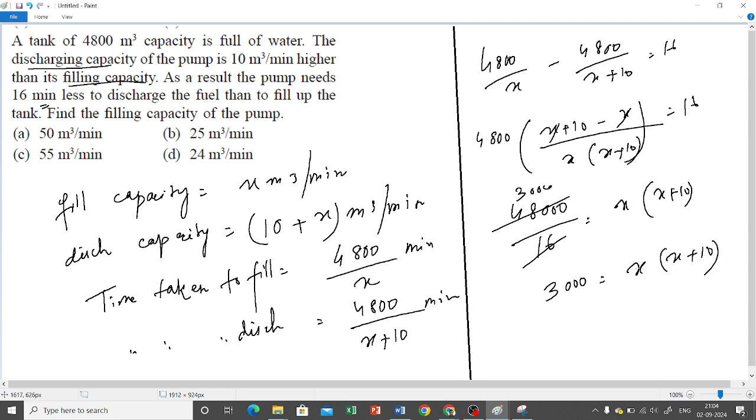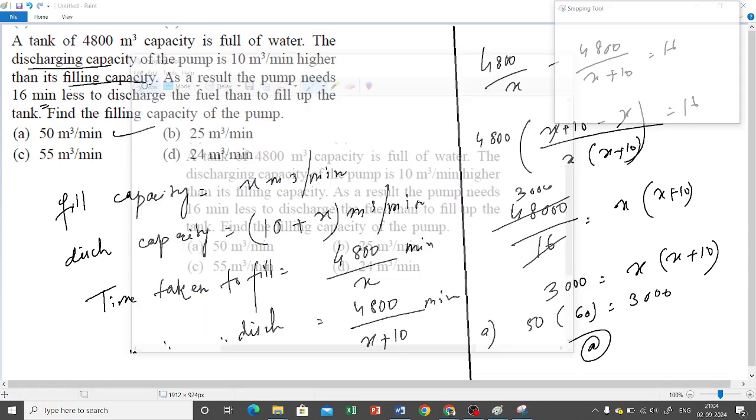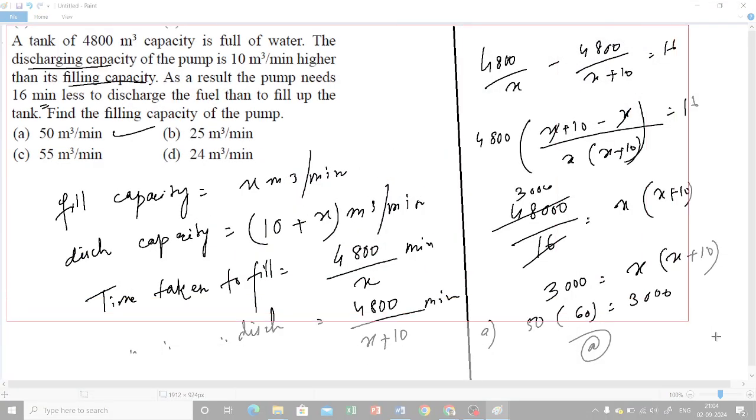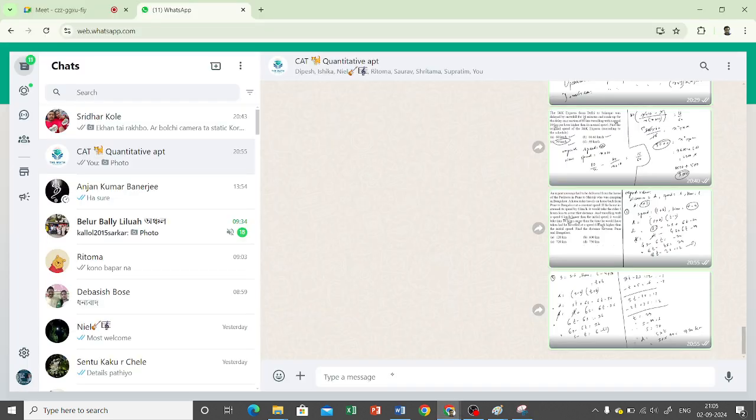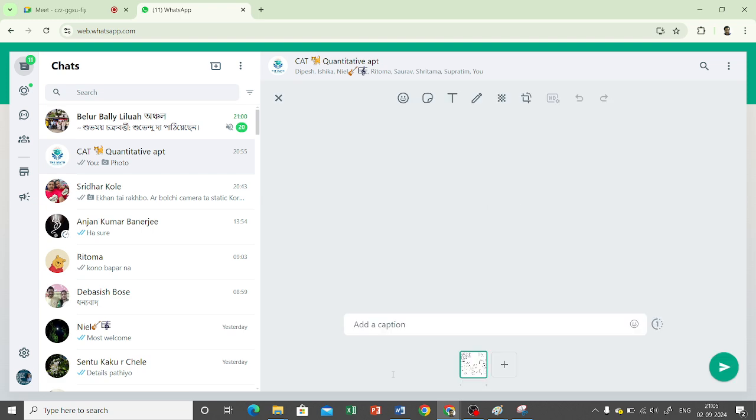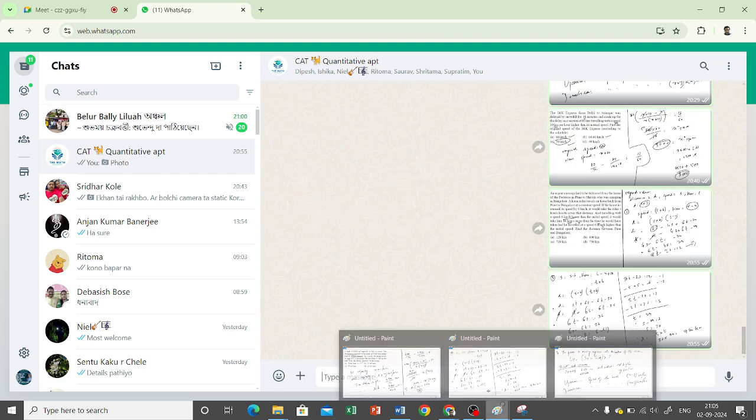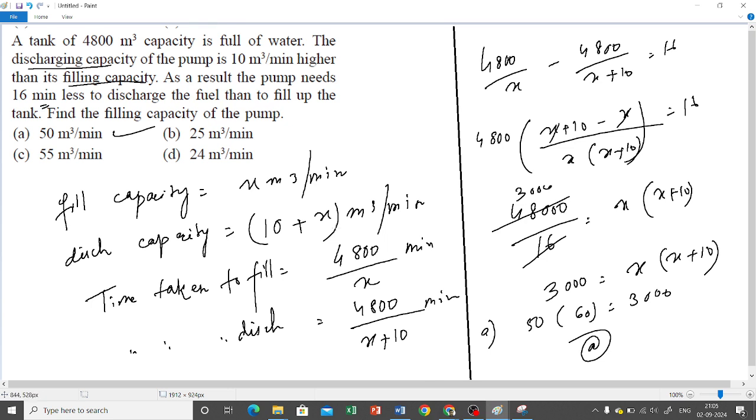Now rather than solving it, we can just check it with our options. If I take option 1, 50, then is it satisfying? Yes, it is. So option A is the right answer. Did you understand this? Please tell me.